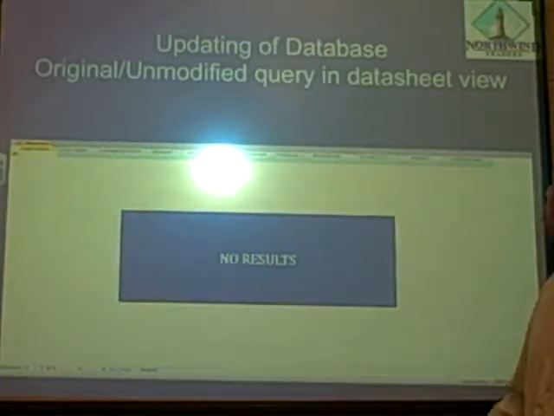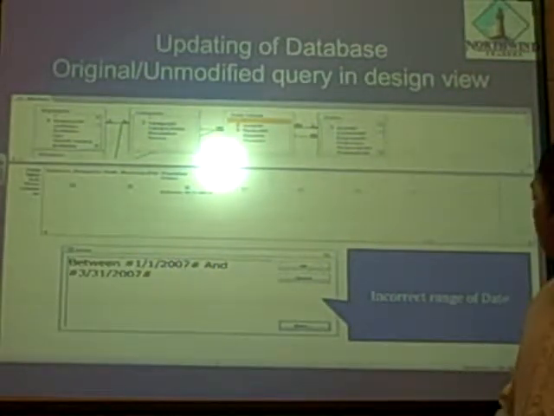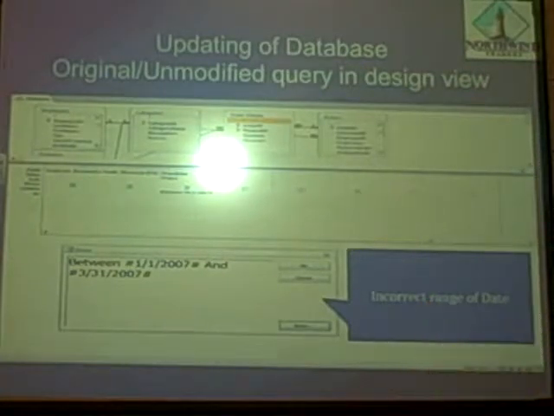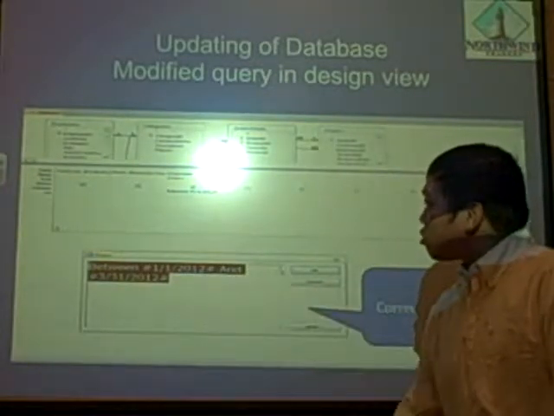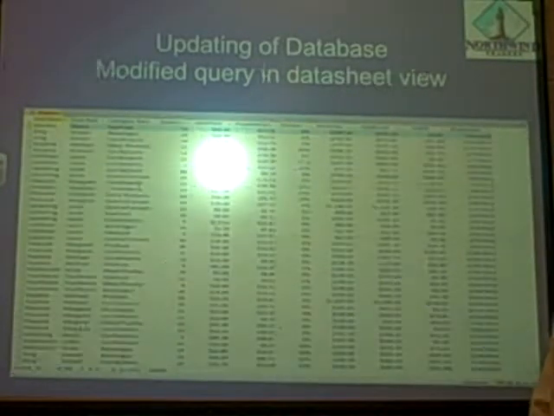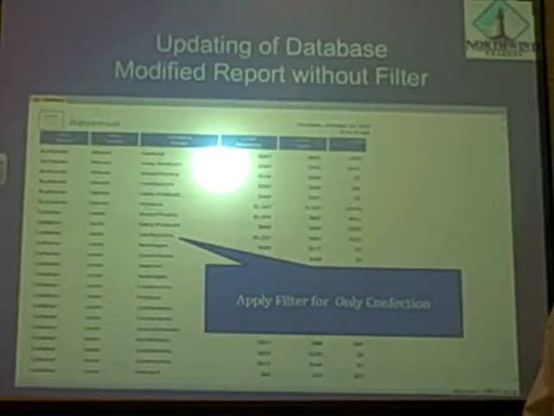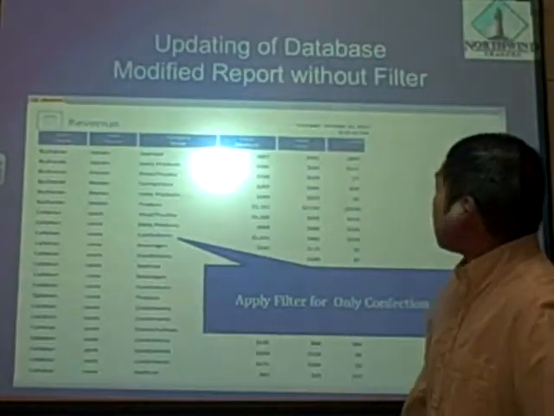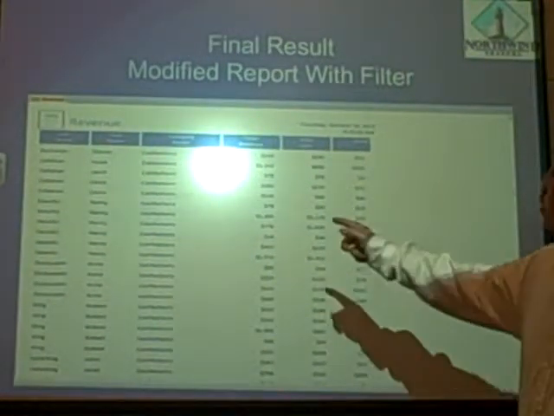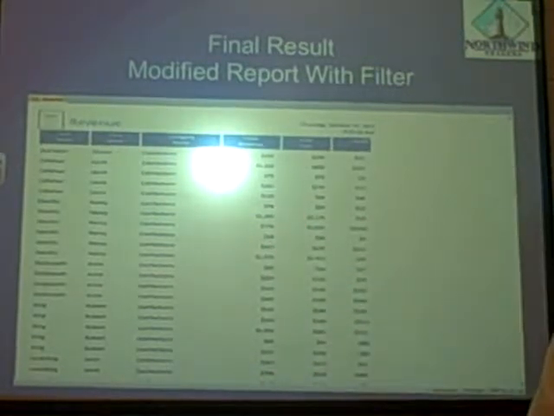When we first opened the database, it had no result. So we investigated and found that they had an incorrect range of dates. We corrected that to the correct range, which is from January 1st, 2012 to March 31st, 2012. When we ran the query, we had the correct result. Then we created a report based on that, and it contained a lot of different categories. So we did a filter, and after that we got a result containing only confections.